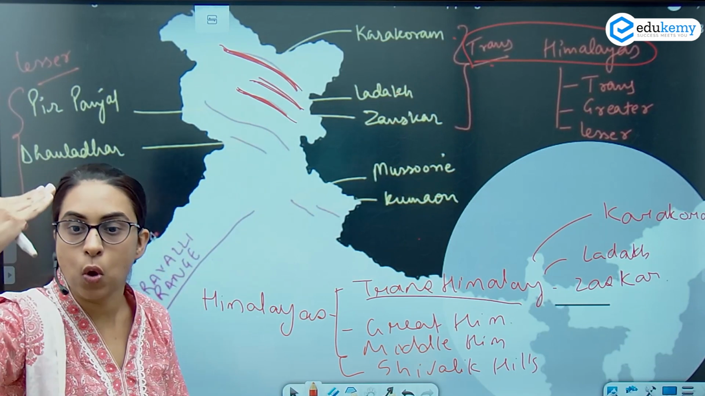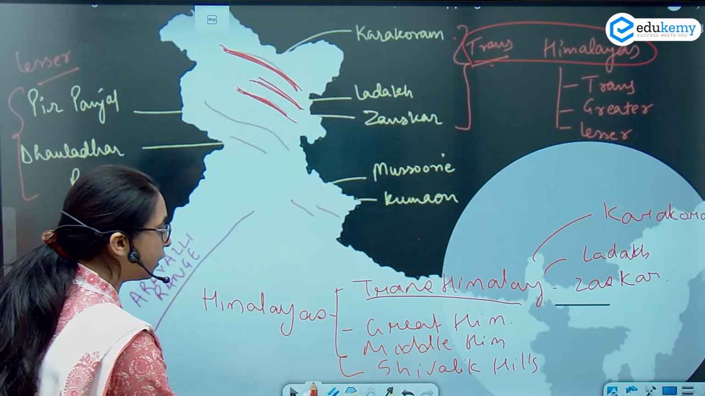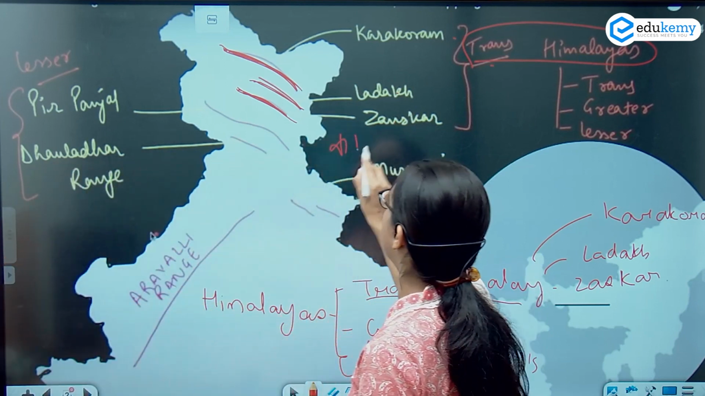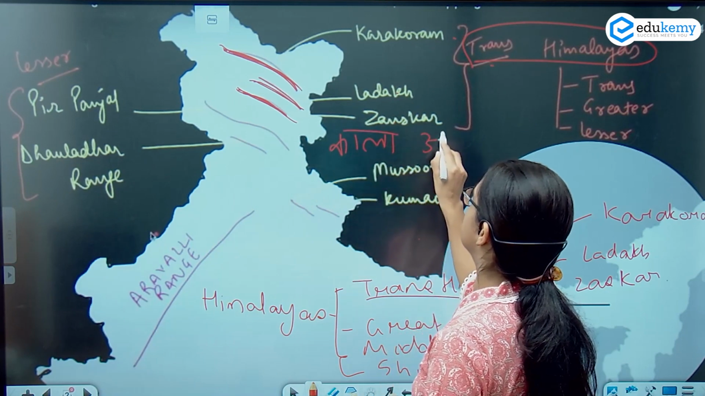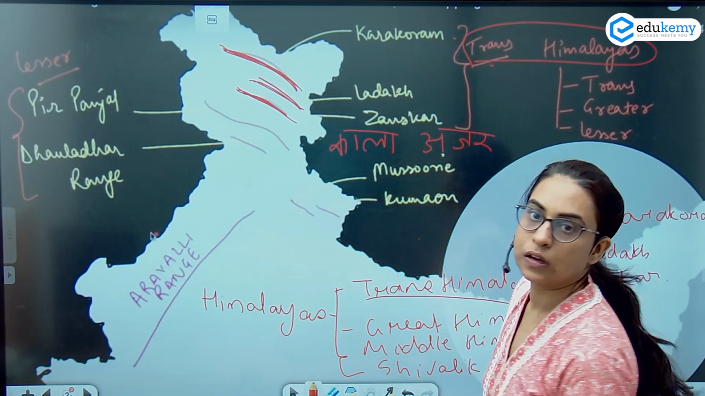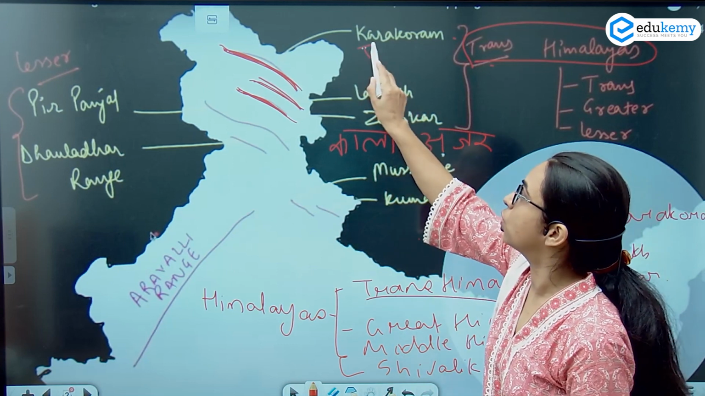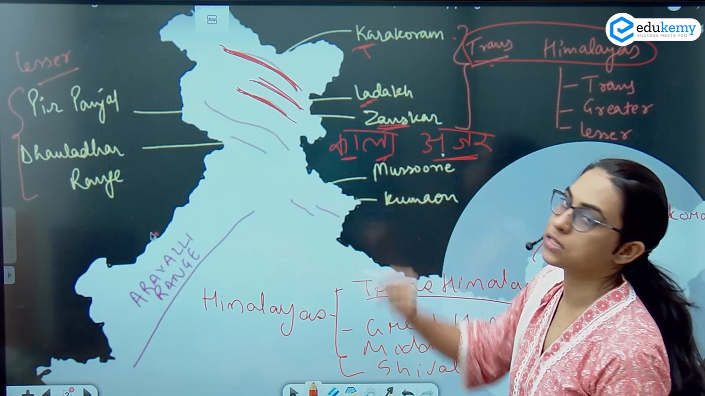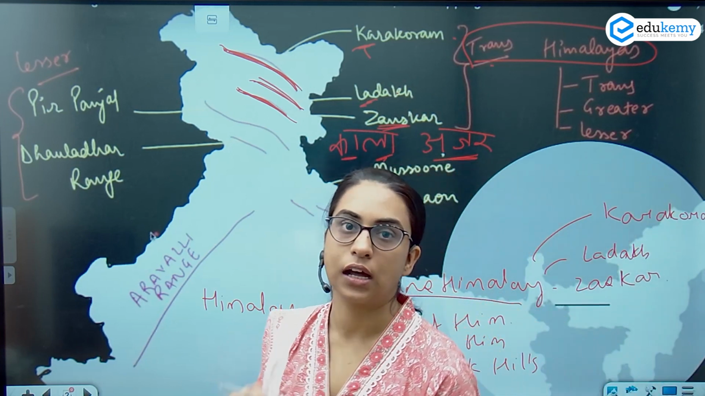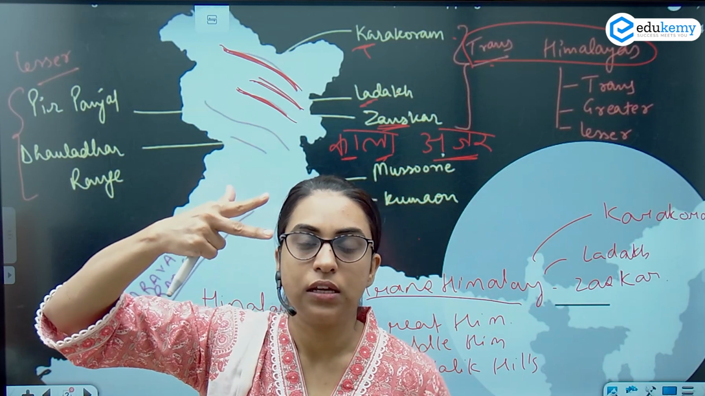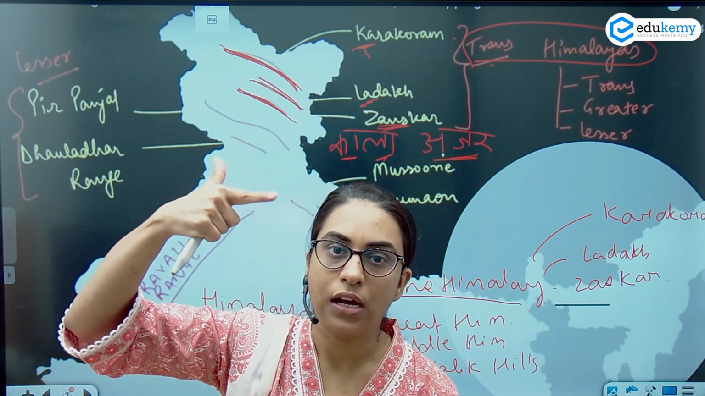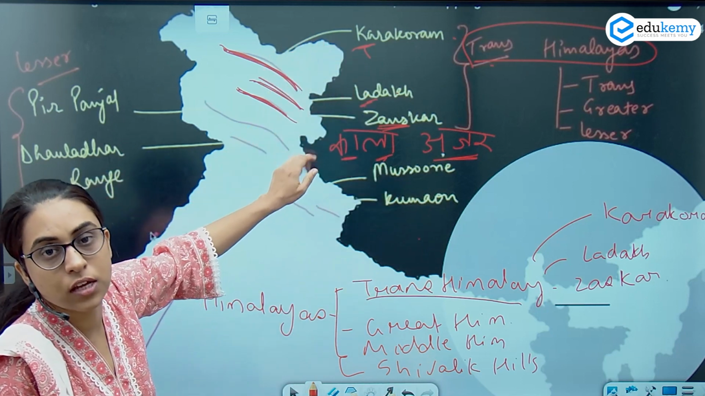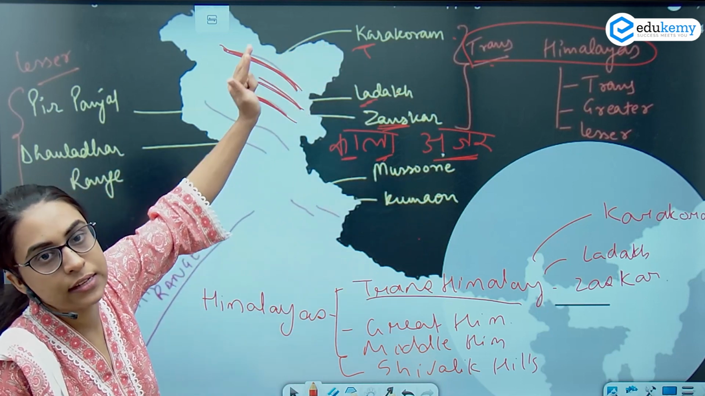How do you remember the north-south order? You remember the trick, that is Kala Azar. Kala, Karakoram. La, Ladakh. Azar, Zaskar. So remember the disease Kala Azar: Karakoram, Ladakh and Zaskar. Remember the north-south location of the Trans Himalayas, which is Karakoram, Ladakh and Zaskar.